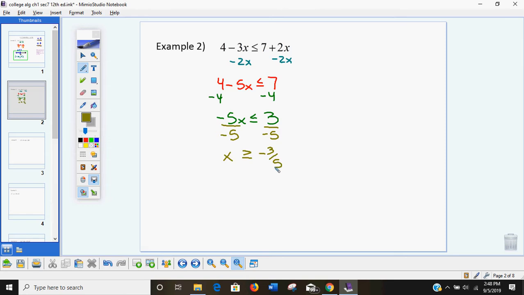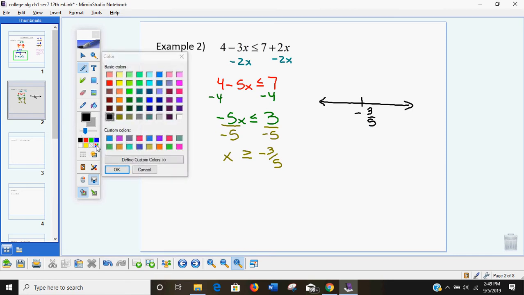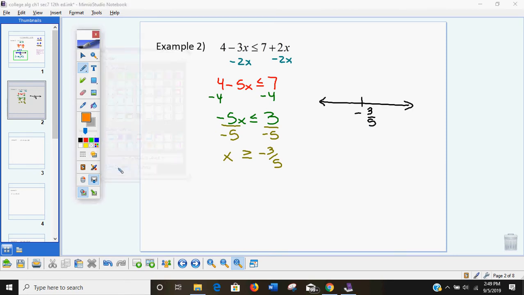So let's do a number line for that. Let's draw our number line over here. Let's put negative 3/5 on it. Now we want to follow the arrow. If you have done letters left, numbers right, you can follow the arrow. It's going to the right, so I'm going to shade to the right.